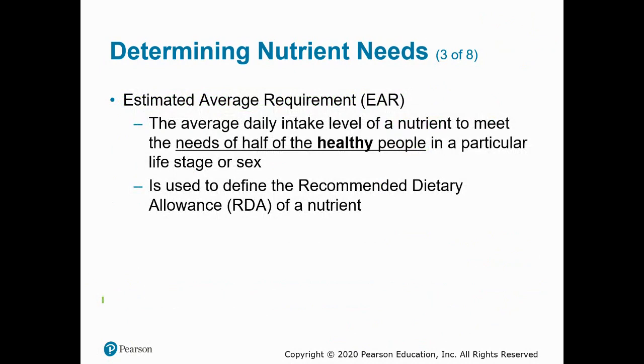All right, let's go through each one in a bit of detail. So estimated average requirement, by definition, this is the average daily intake level of a nutrient that is required to meet the need of 50% of the healthy people in a particular life stage or of a particular sex. Estimated average requirement, look how vague that is. So it's meant to meet the needs of half of the people in a given population or life stage or sex.